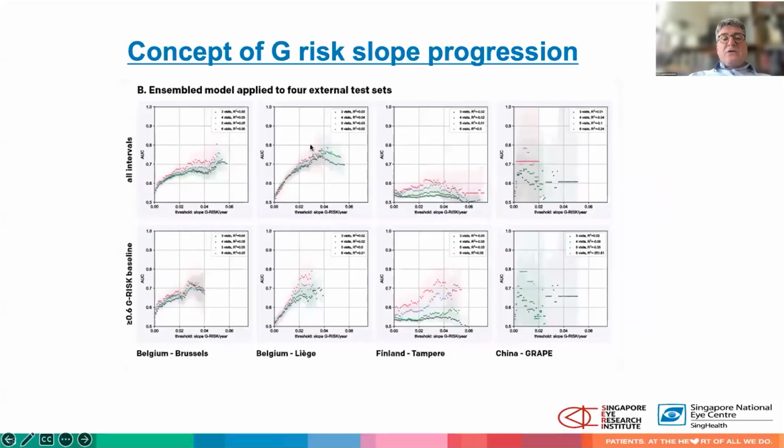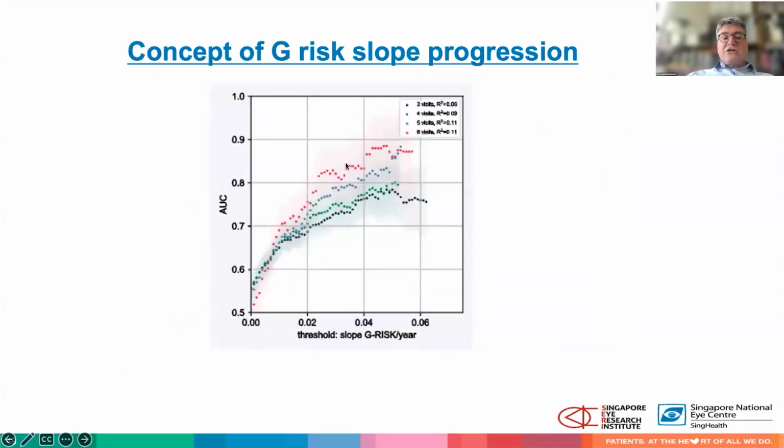You can see here that it works almost equally well in the different data sets, except for the Finland data set, but the Finland data sets are also macular-centered images, so generally it works better in optic nerve-centered images, and this shows you again the overall performance reaching almost up to 0.9 in predicting progression.